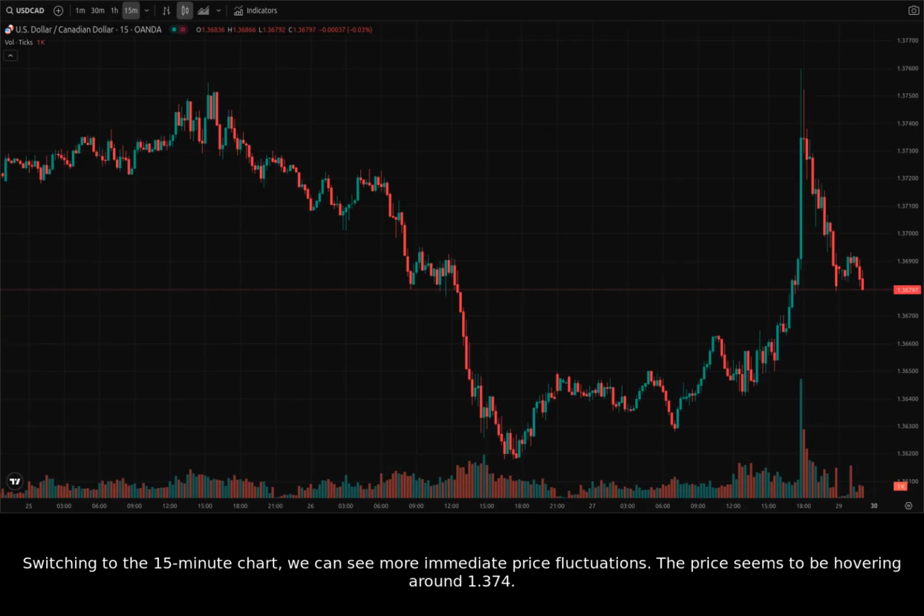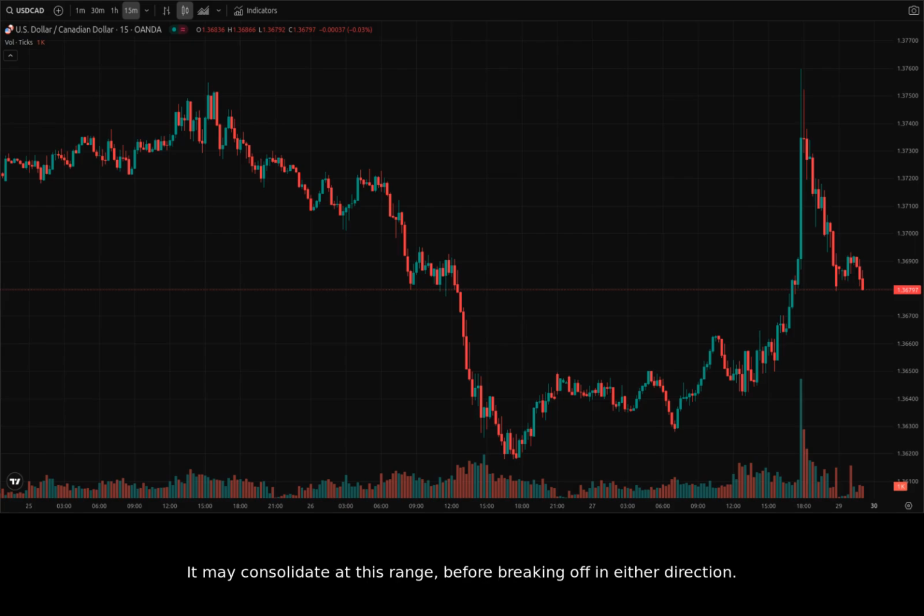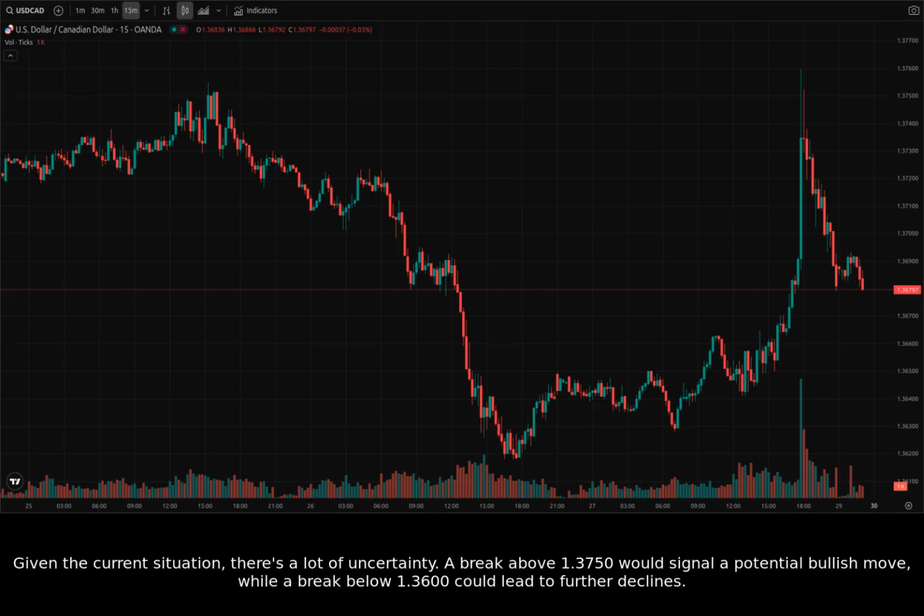Switching to the 15-minute chart, we can see more immediate price fluctuations. The price seems to be hovering around 1.374. It may consolidate at this range before breaking off in either direction. Given the current situation, there's a lot of uncertainty.